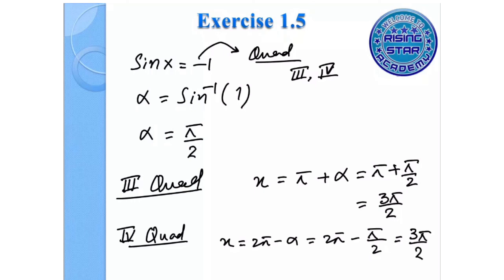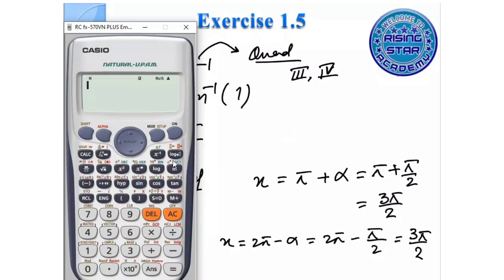So we will check our answers. Here we'll take sin of 3 pi divided by 2. So here we have the answer −1.